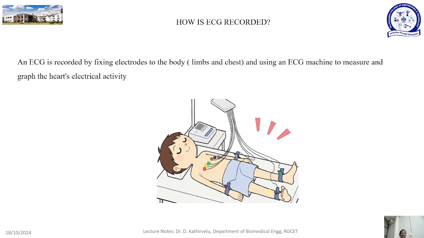All these electrodes are fixed to the surface of the skin by means of an electrode paste or electrode jelly, to enable proper skin contact between the electrode and the surface of the body, so that there is less loss of energy, and all the bioelectric potentials are transferred to the electrode, and thereby reach the electrocardiograph system.